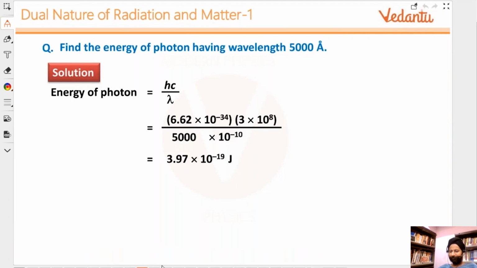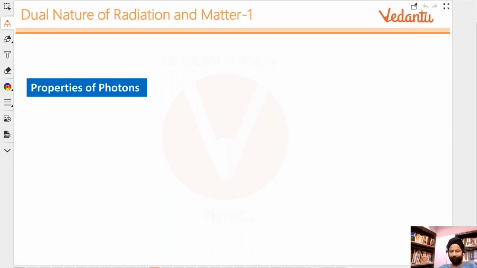So it's done for you. You can take a screenshot and see that. Or if you want, you can divide it by the charge of an electron and call this electron volts. It's your choice. But in multiple choice questions, you don't have a choice because you have to choose one.